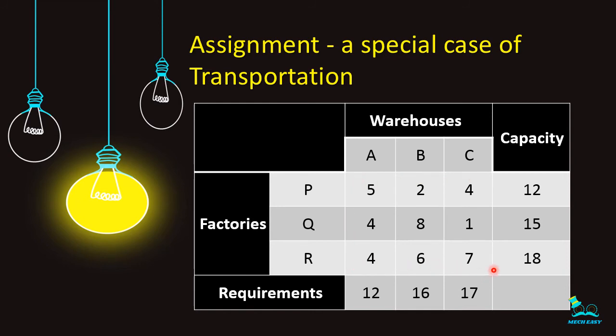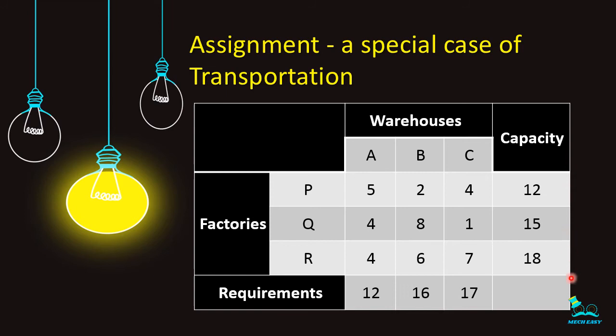So this 3 by 3 matrix gives us the cost of transportation from factories P, Q, R to warehouses A, B and C. This last column is giving us the capacity of factories.